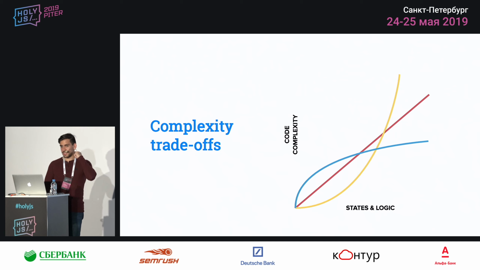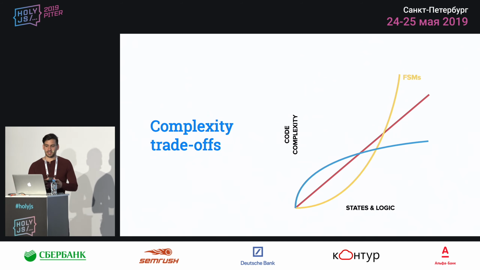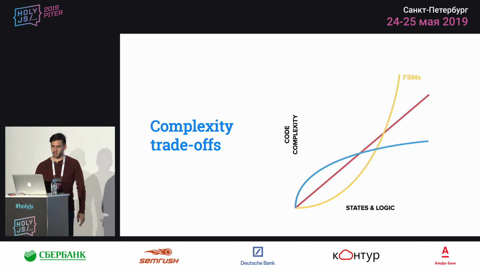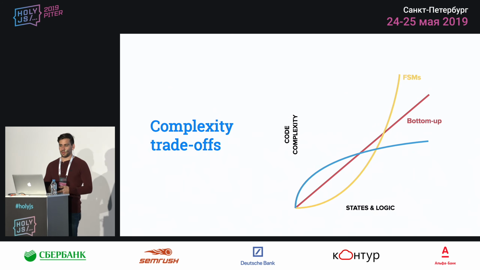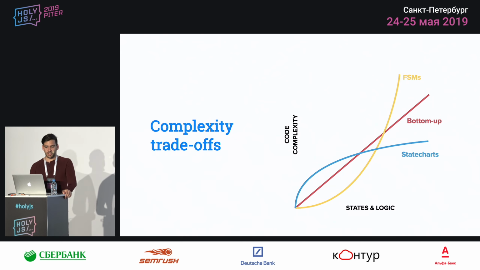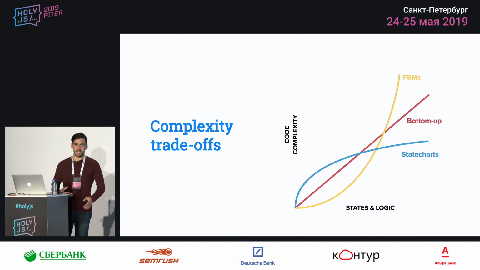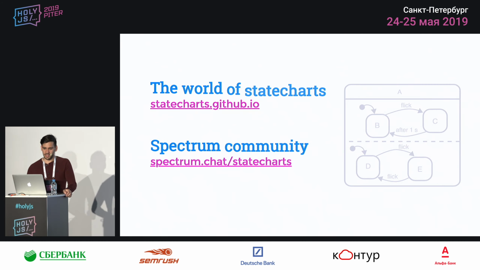So there are also complexity trade-offs. If you use an FSM, if your app is not complex, then it's going to be the simplest way to go. The typical way that we create our apps using the bottom-up approach just increases linearly in complexity. With state charts, after a certain point, we see a reduction in complexity just because of the nested states, the orthogonal states, the managed transitions, and the overall simplification of our app logic.